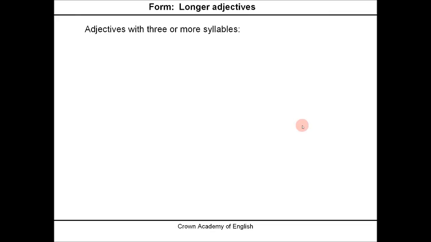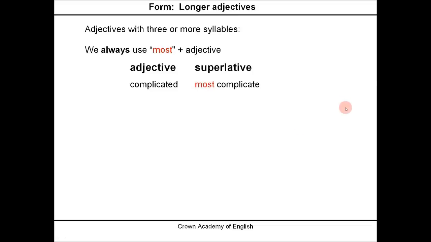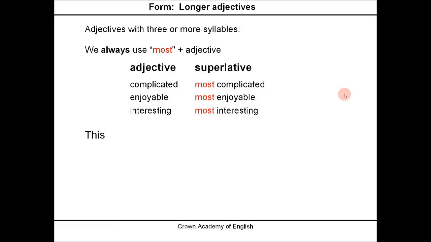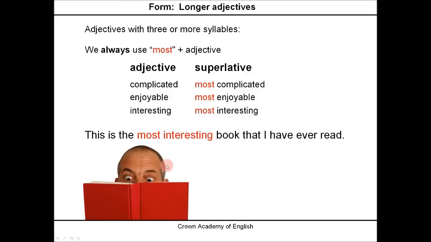And longer adjectives with three or more syllables, we always use most plus the adjective. Most complicated, most enjoyable, most interesting. This is the most interesting book that I have ever read. And another example is the example I gave earlier. David is the most intelligent boy in the class. Intelligent, because it has three or more syllables. Okay?